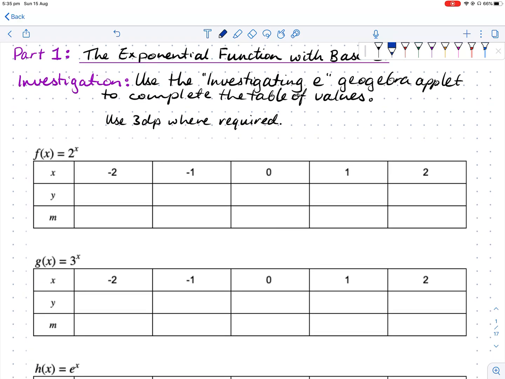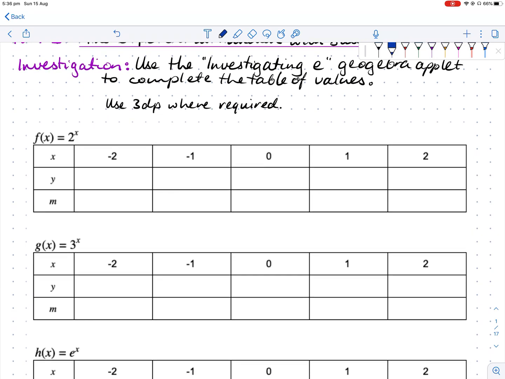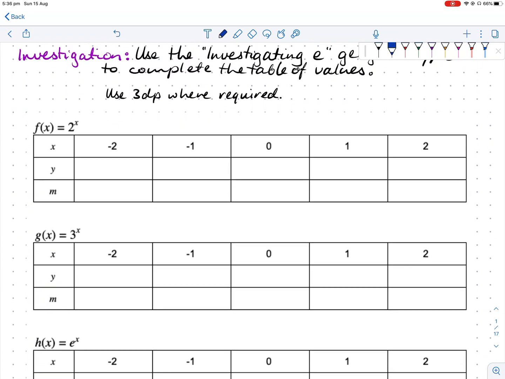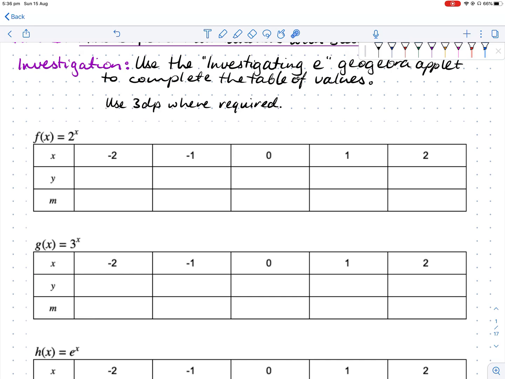So for this first section, it's just an investigation. So in the Google Classroom, I've linked you a GeoGebra file called Investigating E. And basically, we're going to look at why it's important to know this value of e. So what we're going to do is we're going to fill in this table using this information. So what I'll have there is you're going to have graphs of 2 to the power of x, 3 to the power of x, and e to the power of x. And what I'd like you to do is find the value of y for each of these x values, find the value of m, or the gradient.